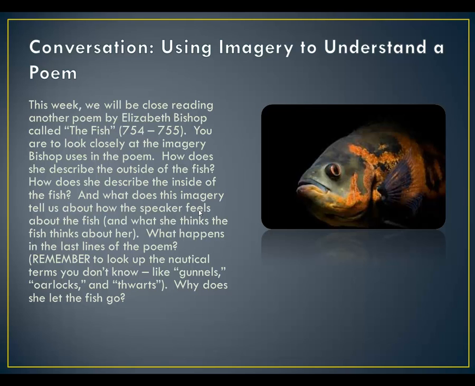Pay careful attention to all of the adjectives she's using. What does this imagery tell us about how the speaker feels about the fish, and what she thinks the fish thinks about her? Then finally, what happens in the last lines of the poem? Now, it's really important when you read this poem to look up any words you don't know. For example, towards the end of the poem, there's a lot of nautical terms, words like gunnels, oarlocks, and thwarts. You want to look those up so you understand the whole ending, so you can visualize it. And then finally, why does she let the fish go?